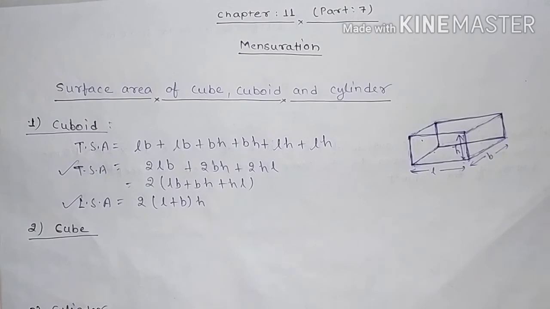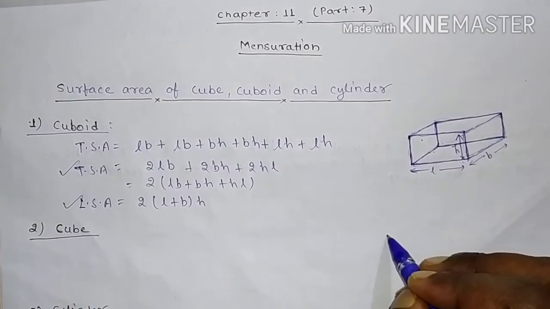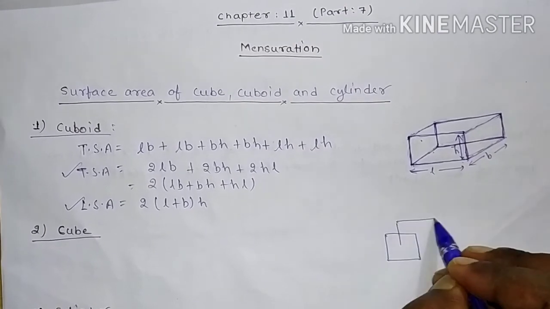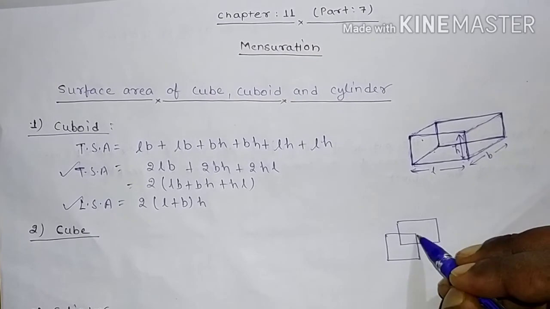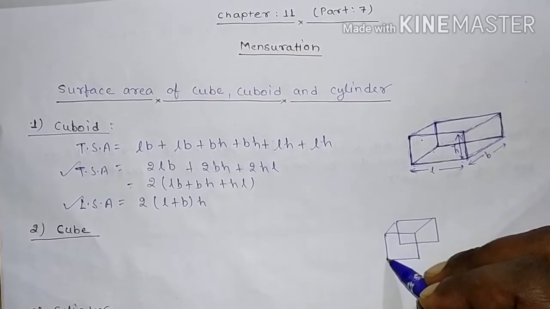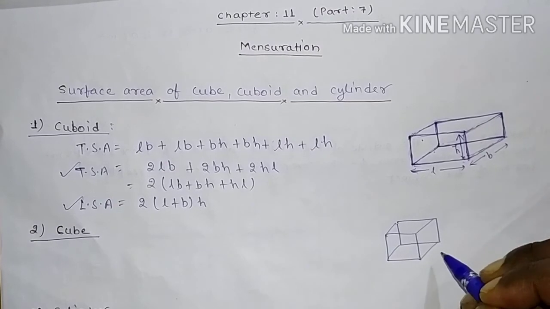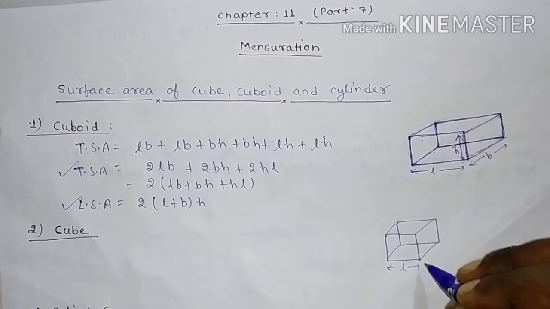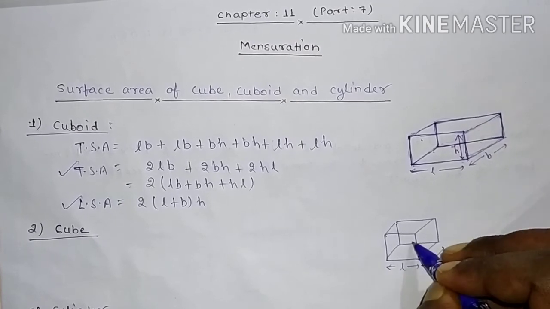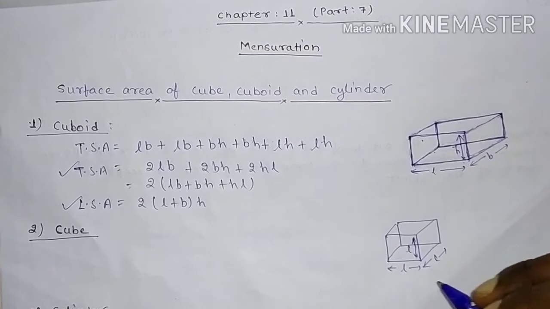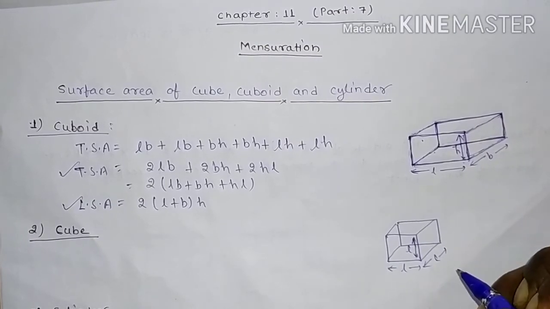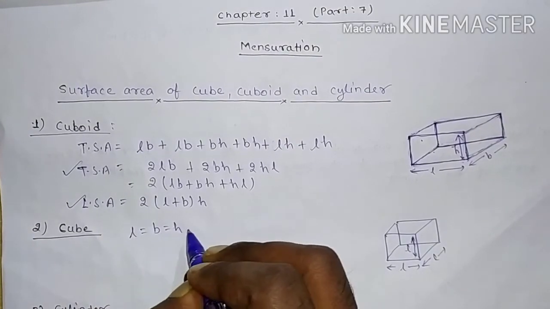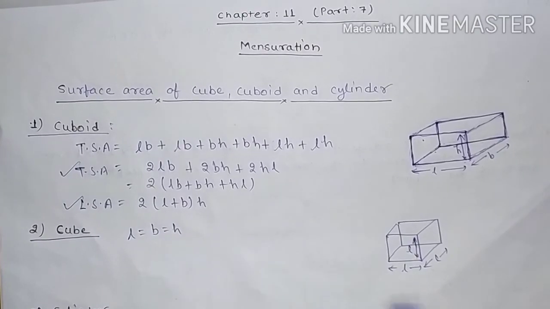Similarly, a cube is given here, so just draw a cube. A cube looks like a cuboid, but one thing is different: all the edges of a cube are the same. Let's suppose this is L, this will also be L, and this will also be L. Length, breadth and height are all equal. Now in a cube, L equals B equals H.